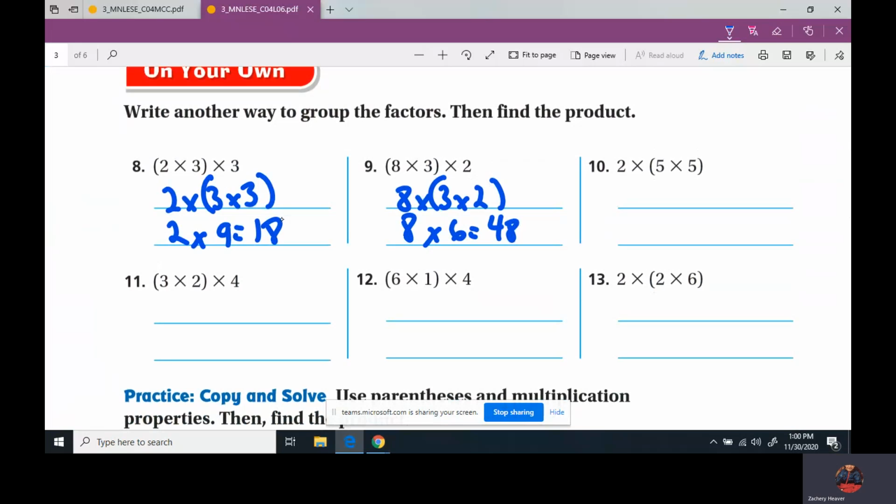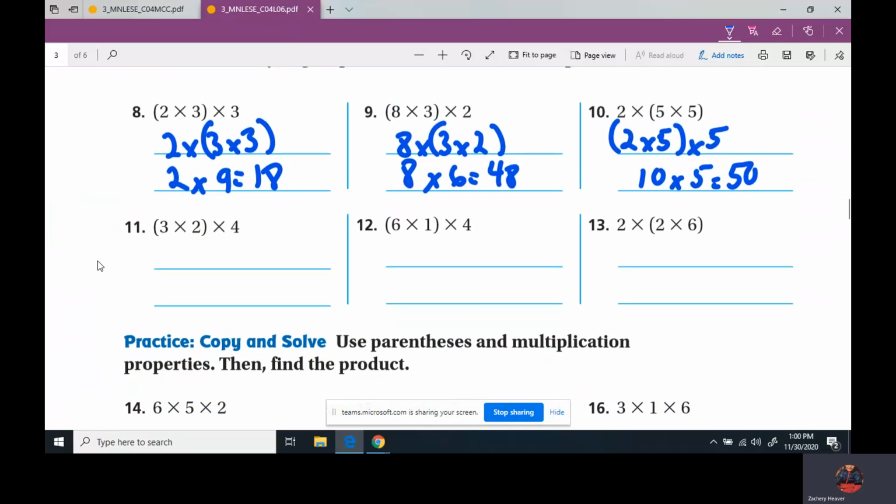We have 5 and 5 grouped. Well, I'm going to group my 2 and 5 instead. 2 times 5 is 10. 10 times 5 is 50. Instead of grouping 3 and 2, I'm going to group 2 and 4. 3 times 2 times 4. We know 2 times 4 is 8. 8 times 3 is 24.